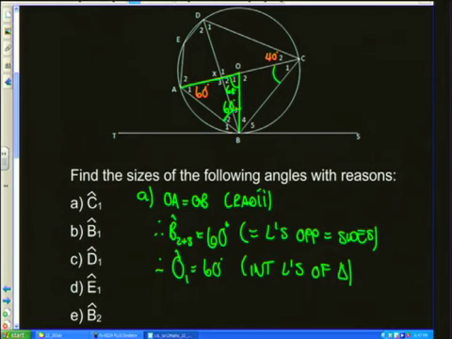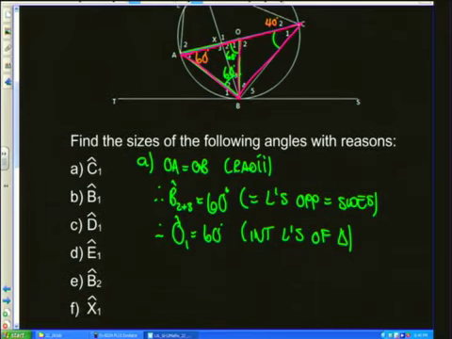The reason why I wanted to know O1 is because if I look at my chord AB, let's do it in a different color just so it's clearer, chord AB is subtending angle O1 at the center as well as subtending angle C1 at the circumference. And we know the theorem that says that angle at the center is twice the angle at the circumference. So that means that angle C1 is equal to 30.